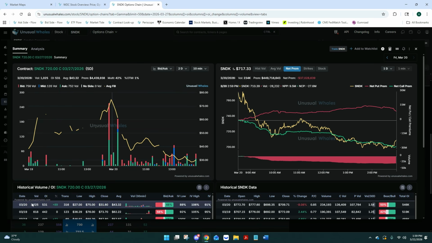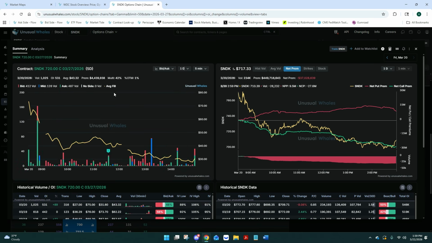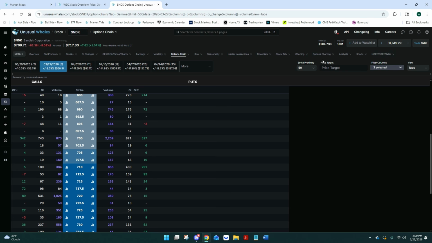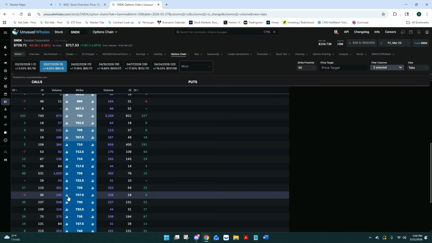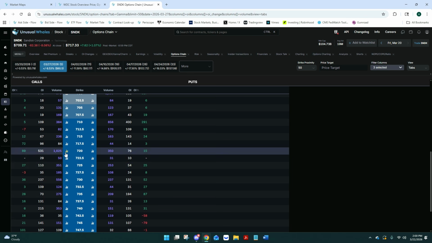So a lot of volume on Friday here. I don't see any major whales coming in here, so maybe nothing here. Probably nothing really worthwhile there. We'll give another look here. How about that 720? I think we just looked at the 720. Yes, we did.